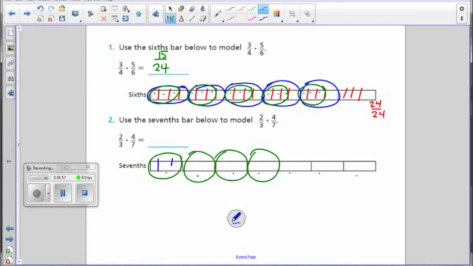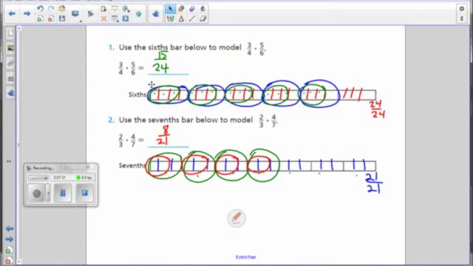Now, these need to be split into thirds, which gives me 3 times 7, 21 pieces. Now, 4/7 times 2/3, 2/3, 2/3, 2/3 is 2, 4, 6, 8. So 8 21st pieces. 2/3 times 4/7 is 8/21sts.